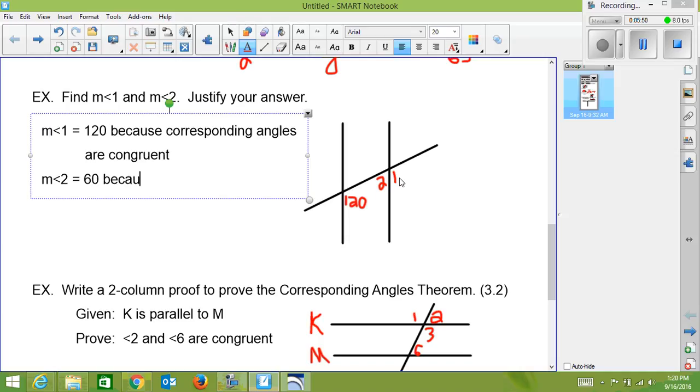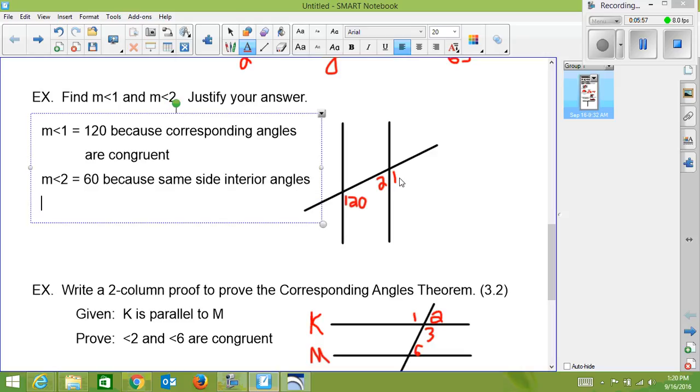How do I know that? Because of the same side interior angles. And I'll just put equals 180. Same side interior. This one and this one. Same side interior. These two have to add up to 180. Plus the fact that these two make a straight line and they have to add up to 180 as well. So if this is 120, this has to be 60.